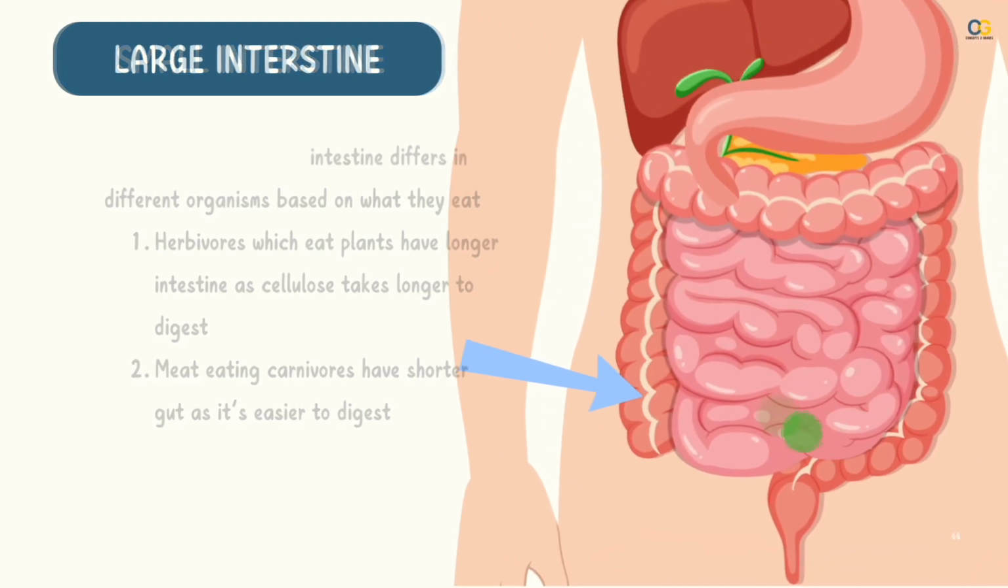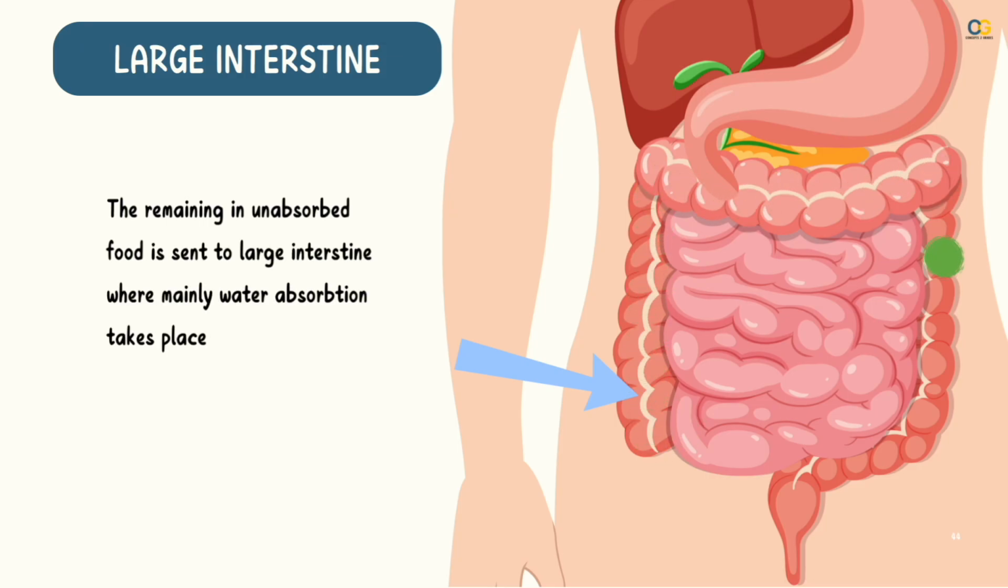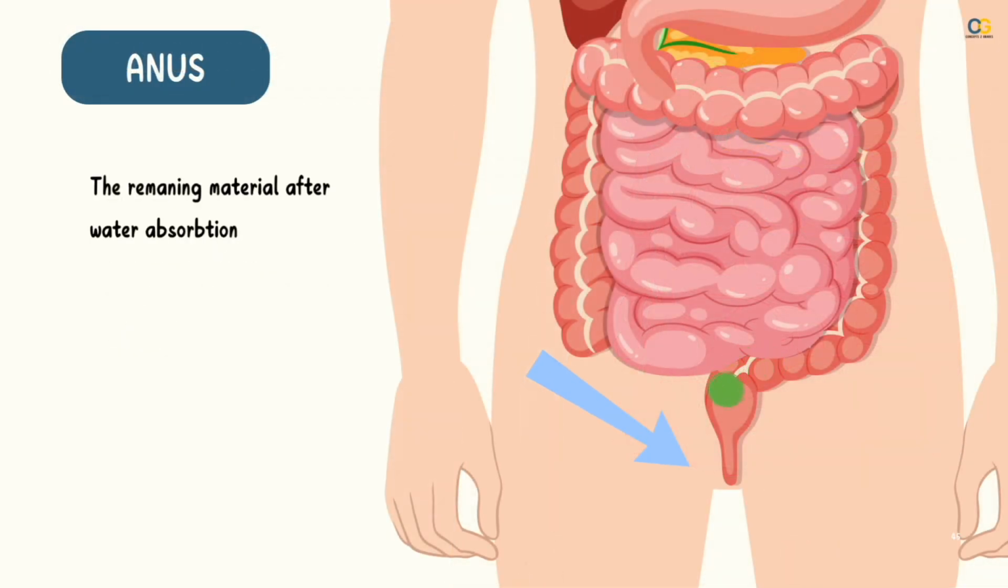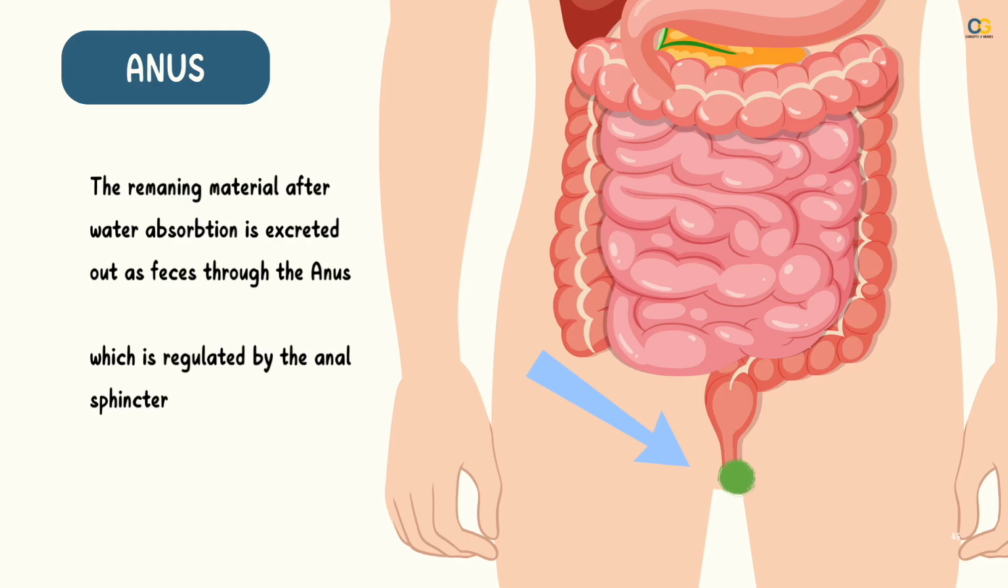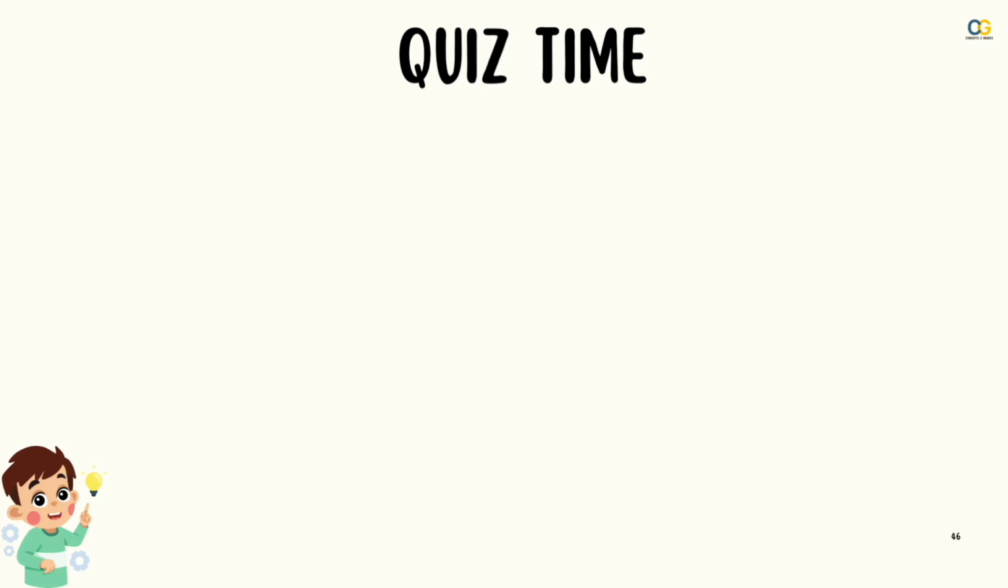The remaining unabsorbed food is sent to the large intestine where mainly water absorption takes place. So, what happens when you have diarrhea is basically you have lost the capability of absorbing water in the large intestine. Now, the remaining material after water absorption is secreted out as feces through the anus, which is regulated by an anal sphincter. Let us try to now answer questions related to human body nutrition.